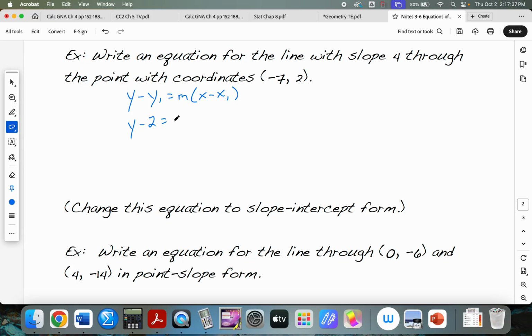Equals m. M stands for the? You're thinking about that other geometry. Yes, measure of the angle. But here, m stands for the slope, which is 4 times x minus -7. The only thing you have to do to this is a little cleanup. Because what's x minus -7 the same thing as? X plus 7. That's it.